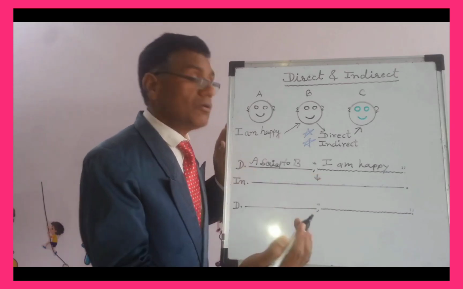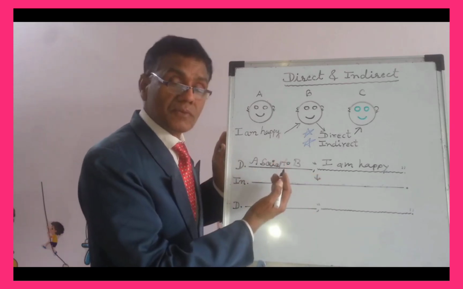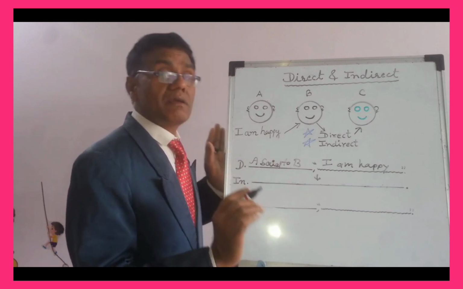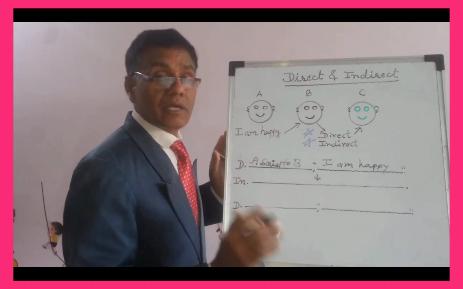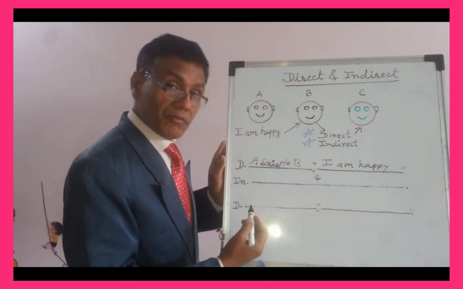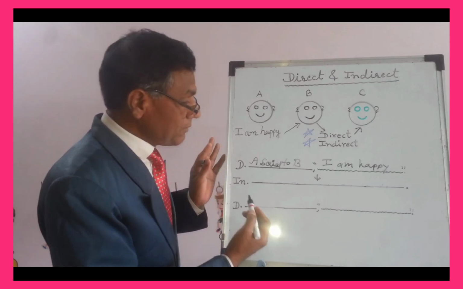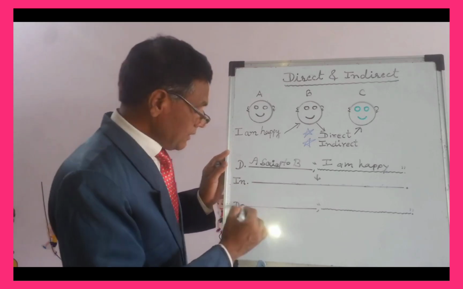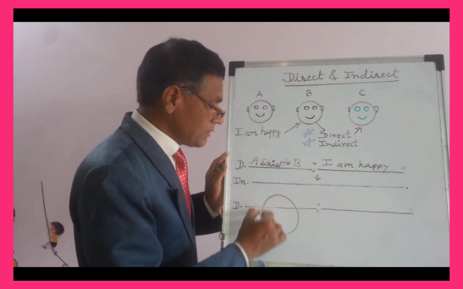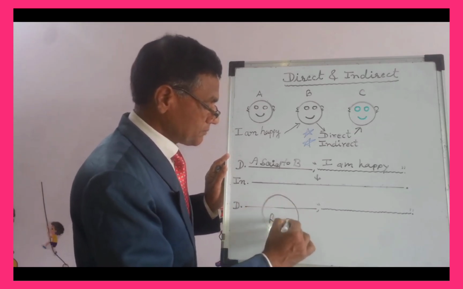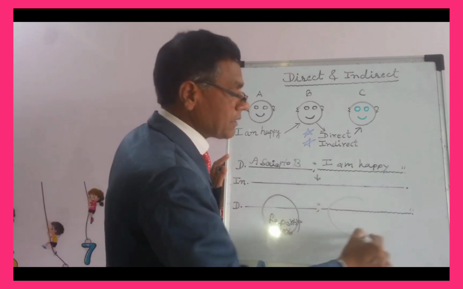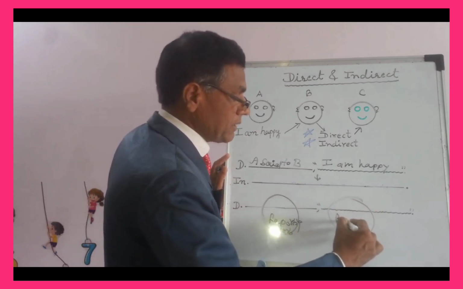I'll let you know how you can change it, and I'll explain each and everything very systematically and clearly, one by one. So there are 5 rules and I will explain them one by one. But I will explain one more thing: this particular part of direct narration is called the reporting verb, and this part is called reported speech.